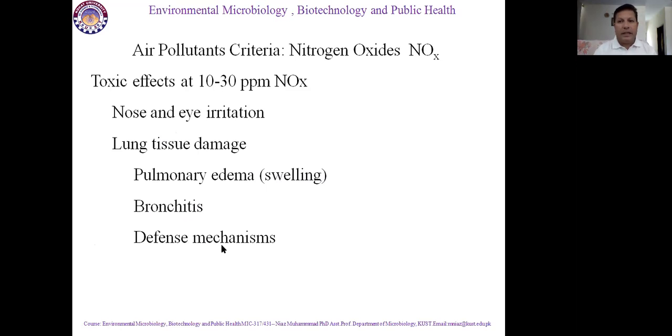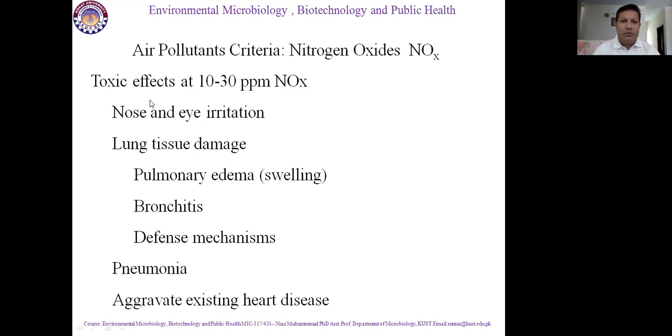The defense mechanism of humans, because nature developed a strong and complete defensive system in the human body, will be damaged when air with a higher concentration of nitrogen oxide is inhaled by the individual. It will show the signs and symptoms of pneumonia. It looks like the person is suffering from pneumonia. It will aggravate existing heart disease and cause heart problems also. So in this slide, we just want to say that if the concentration of nitrogen gases in the environment increases, it will cause these health effects in individuals who are living there.